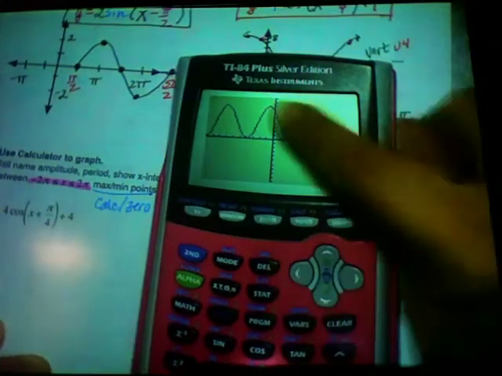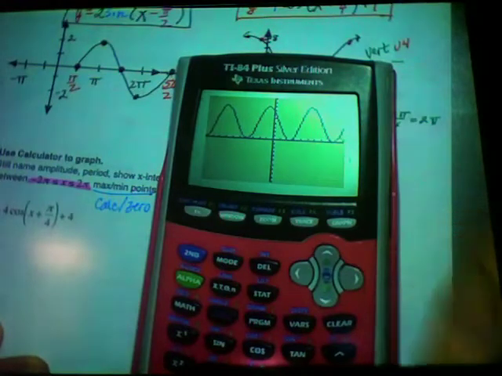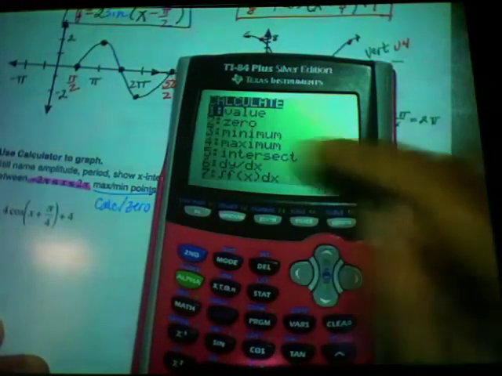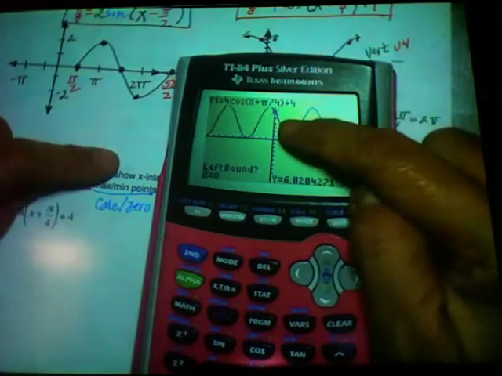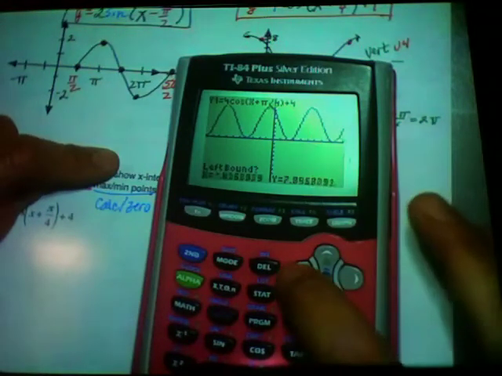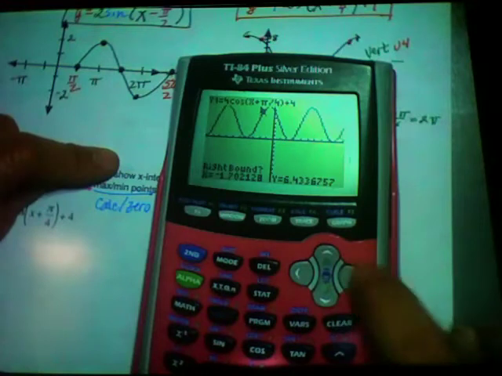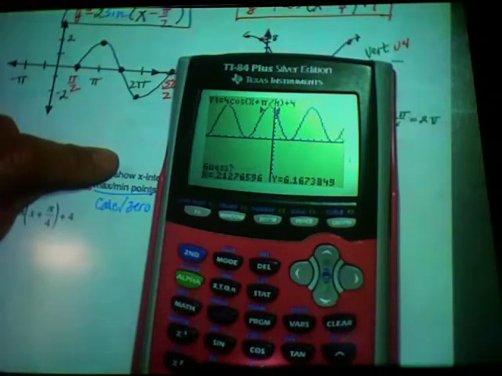So let's find this max right here. How do we find the max? So second calc function, which is your trace, right? And we want to find maximum, so hit 4. And then it says left bound, but the cursor is over here on the right. So you have to move your cursor till it's to the left of the max. Hit enter. Take your cursor and move it to the right of the max. Hit enter. And then guess, hit enter again.